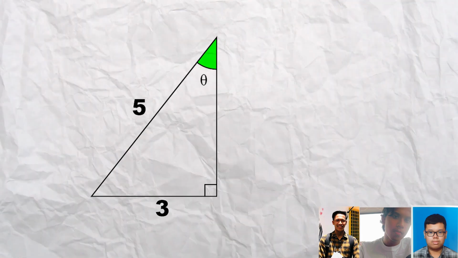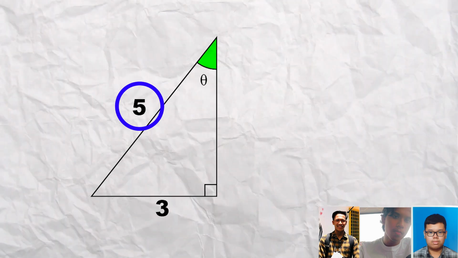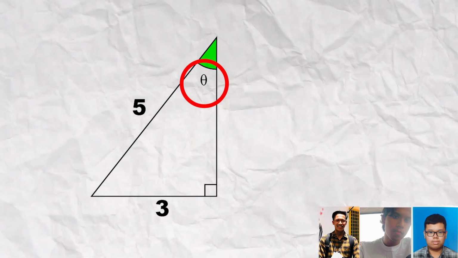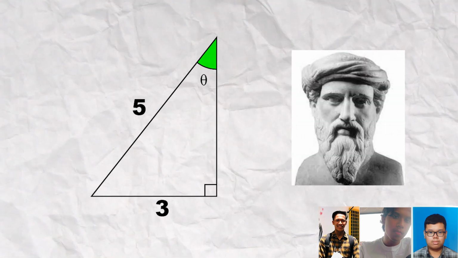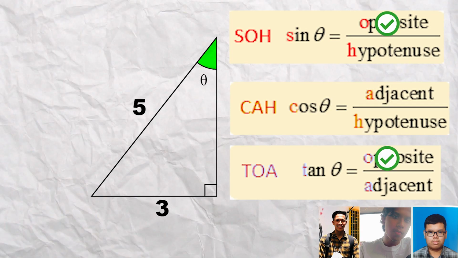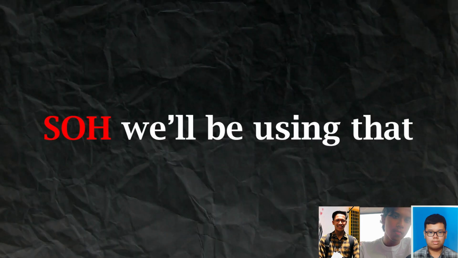Here's a question first. Know what you have and what you need. In this question, we are given a hypotenuse of 5 and opposite of 3 and are tasked to find theta. Now that you know what you have, consult the formulas. We need to find theta, so Pythagoras will have to sit this one out. We have an opposite and a hypotenuse. So involves both opposite and hypotenuse. So we'll be using that.